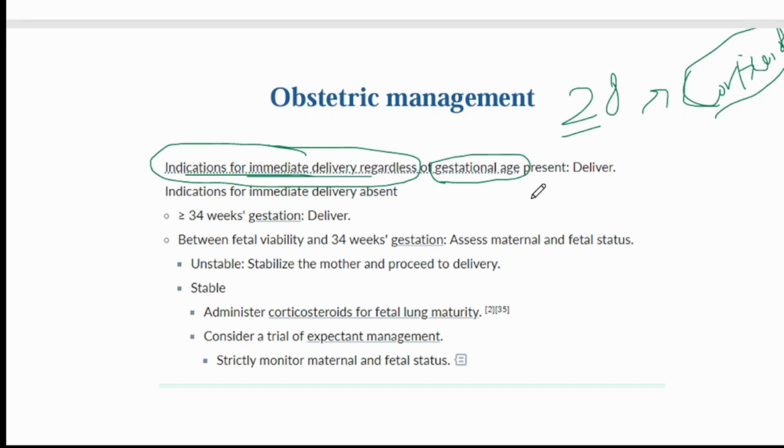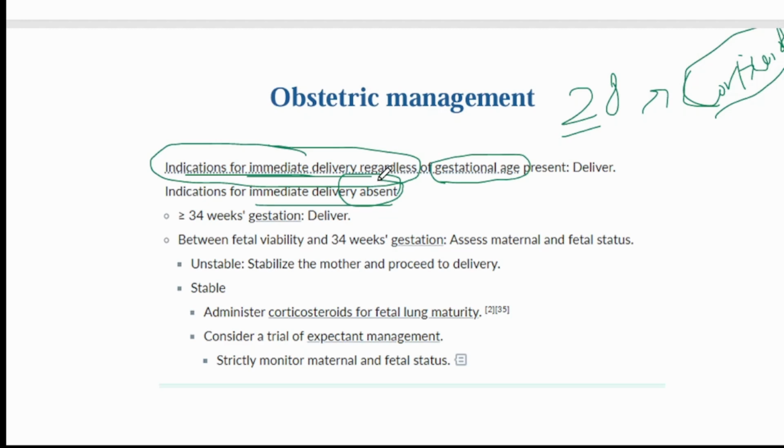Okay, so now if these immediate delivery indications are absent, there is no indication for immediate delivery, then how would we manage preeclampsia with severe features? We have to remember this is for severe feature preeclampsia. If it was without severe features, we just give antihypertensives, we conservatively manage the patient, we monitor the patient, and we deliver at 37 weeks. But if she has preeclampsia with severe features and there is an indication for immediate delivery, we just deliver the baby regardless of age.